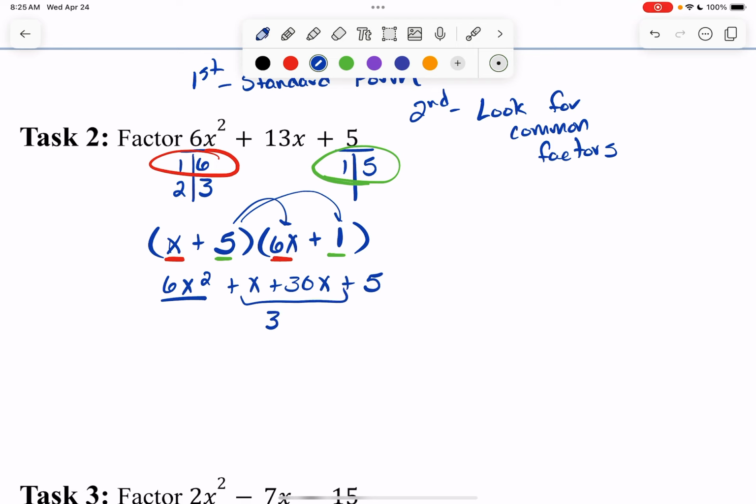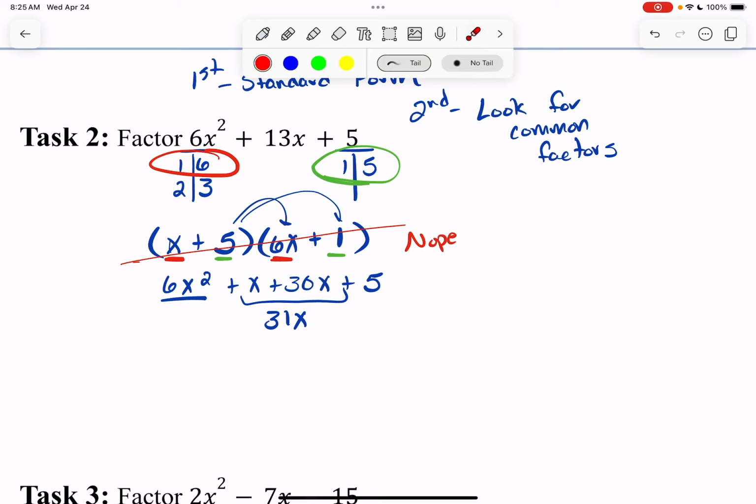When I add these, I get 31x. What am I trying to get? 13x. Did it work? Nope. So I'll be like, nope, didn't work. So we mark it somehow to show it didn't work. A lot of times I just write nope on the side or kind of just do a this. Do not completely erase it. You do not want to lose track of the things that you've tried. Okay, so that was us trying.